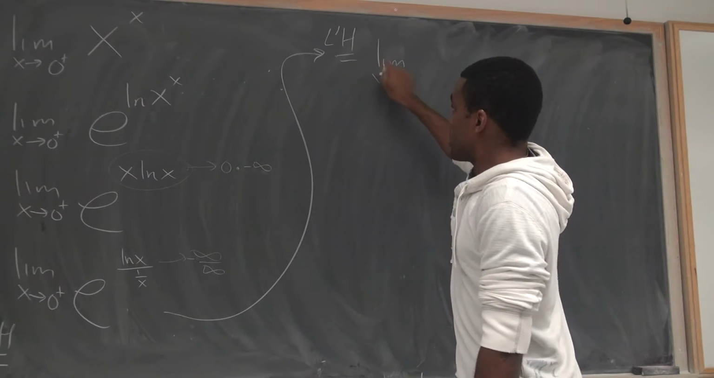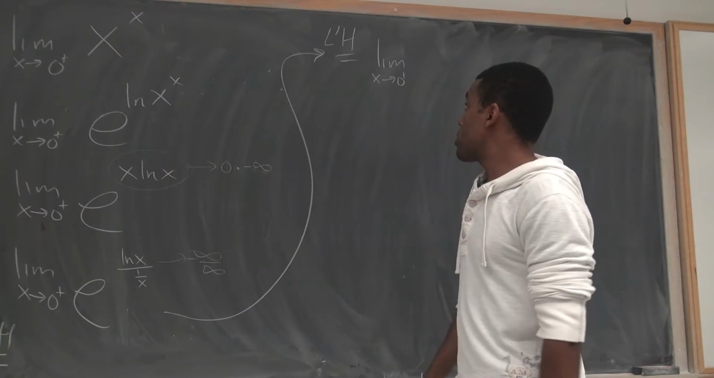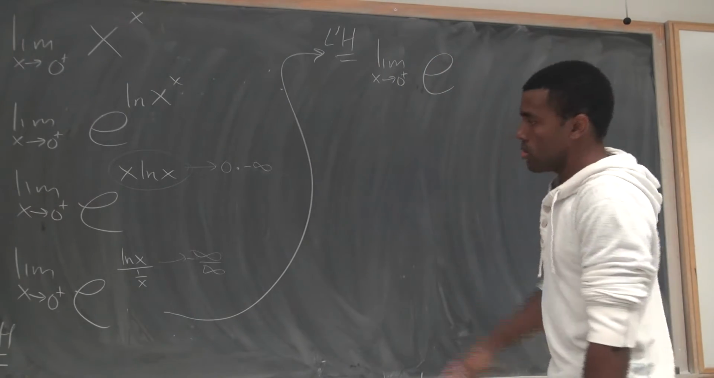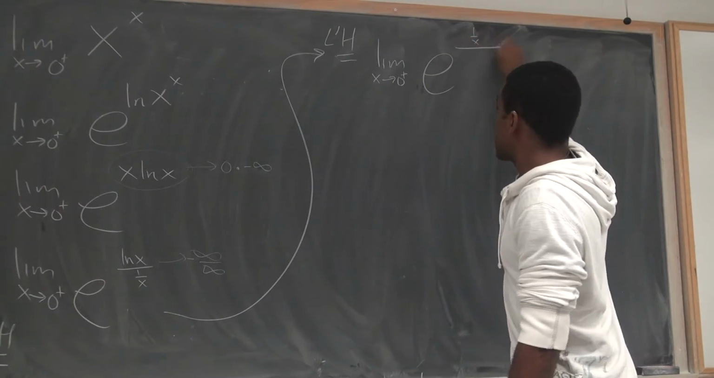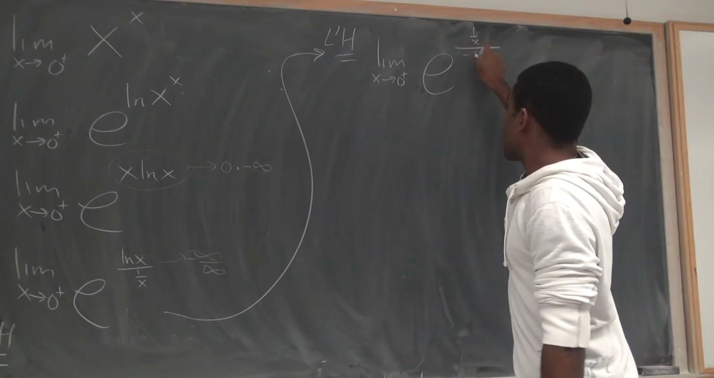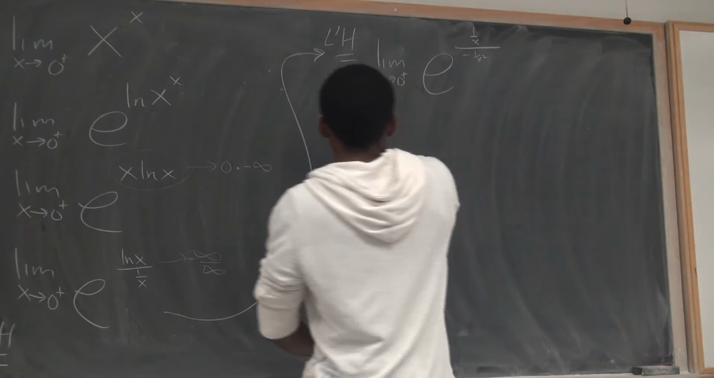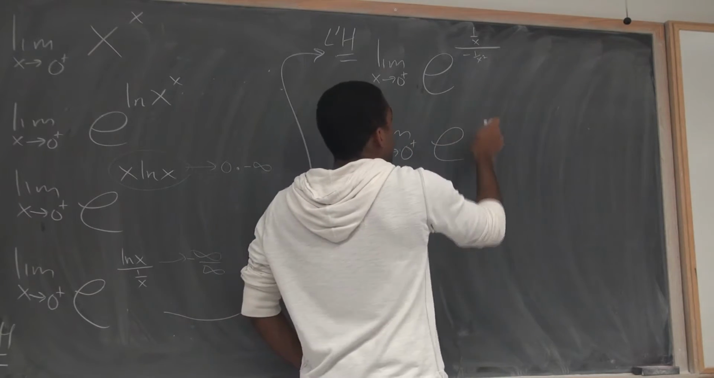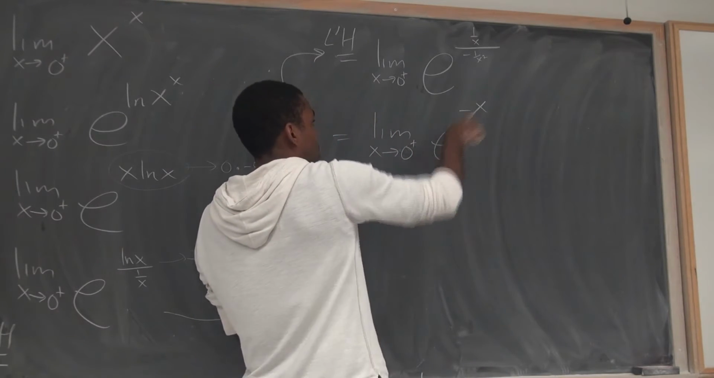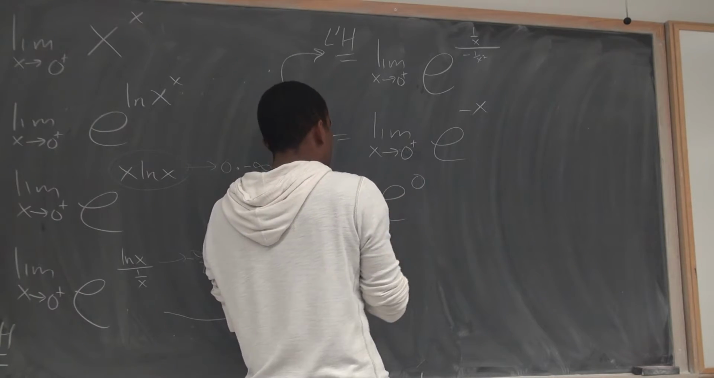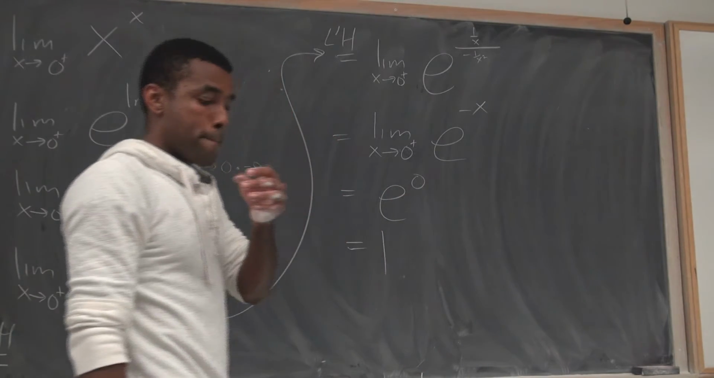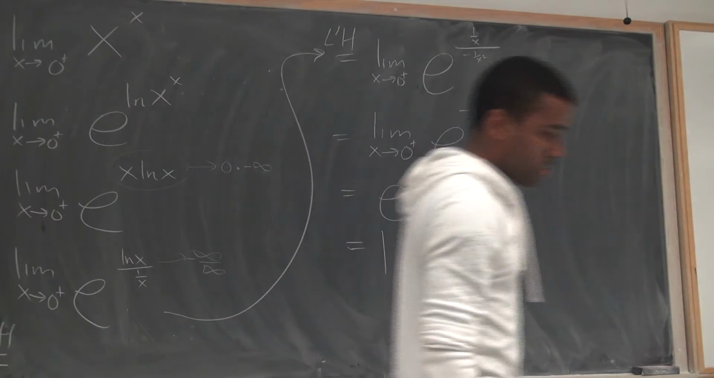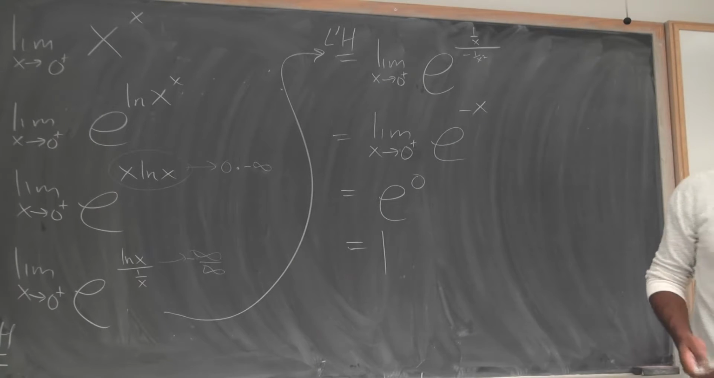So this is going to be the limit as x approaches 0 from the positive side of e to the differentiate ln x, I get 1 over x. Differentiate 1 over x, I get minus 1 over x squared. Simplifying that, I would have e to the minus x. Now I can let x go to 0. This just gives me e to the 0. The limit is again 1. Questions?